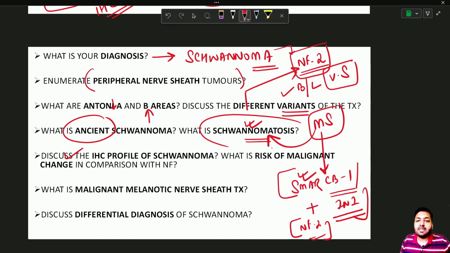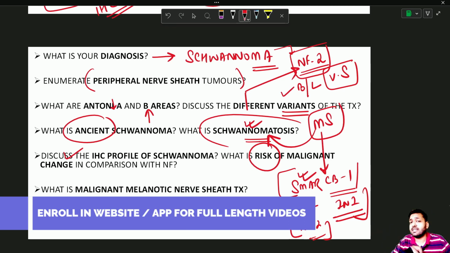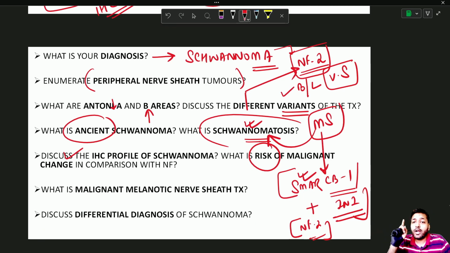Now remember, what is the risk of malignant change in comparison with NF? If anyone asks, is there a risk? Yes, there is a definitive risk, meaning that from schwannoma it can become MPNST, malignant peripheral nerve sheath tumor. But in comparison to neurofibroma, the risk of malignant change in schwannoma is very less. This is a very important point to understand.